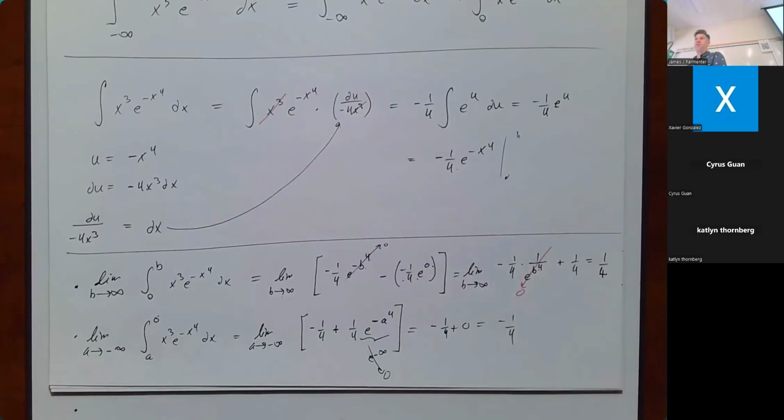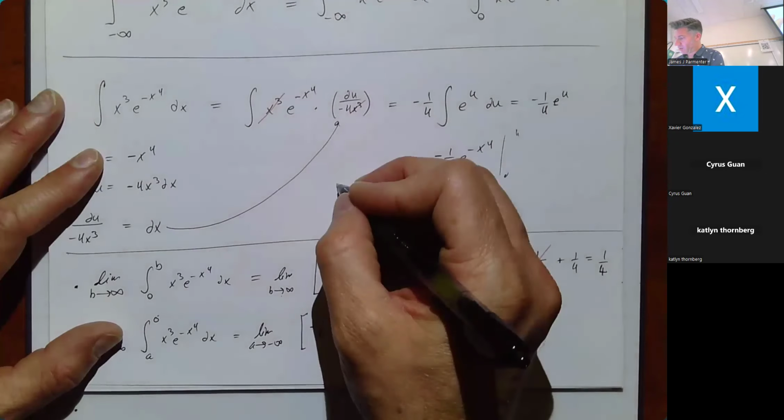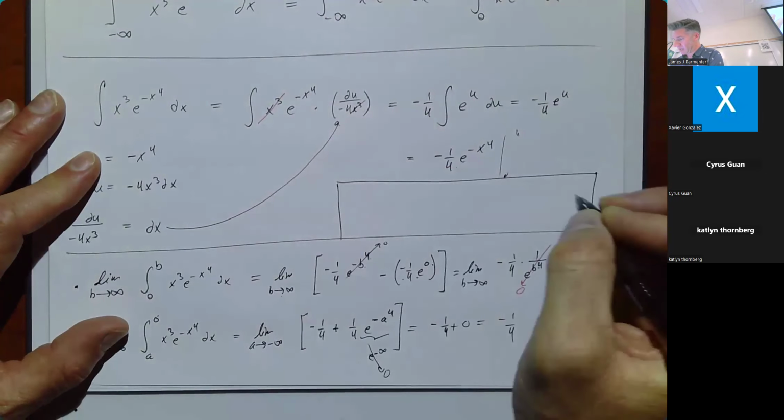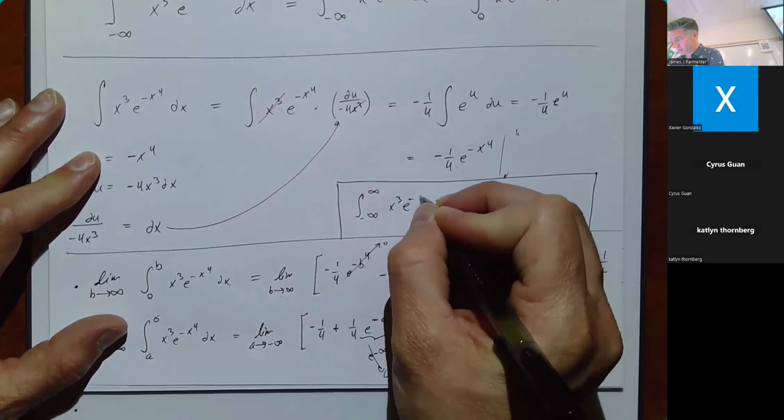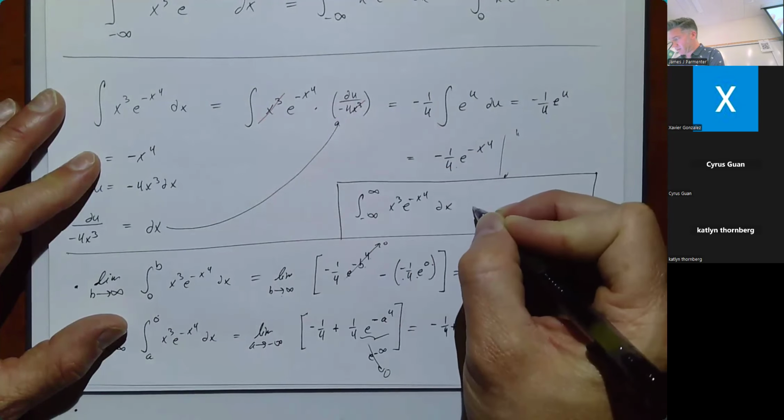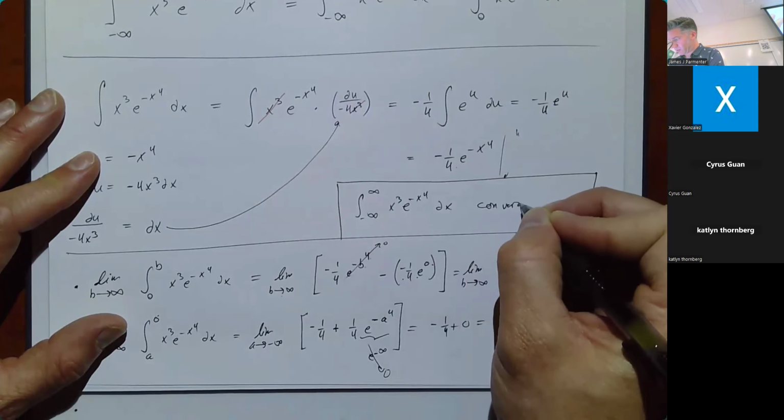So the whole integral converges to what? What do those two pieces add up to? Yeah. Feels kind of disappointing that it converges to 0, I feel like, but it does. So the end result here is that the integral from negative infinity to infinity of x cubed e to the negative x to the 4th dx converges to 0, or is equal to 0.